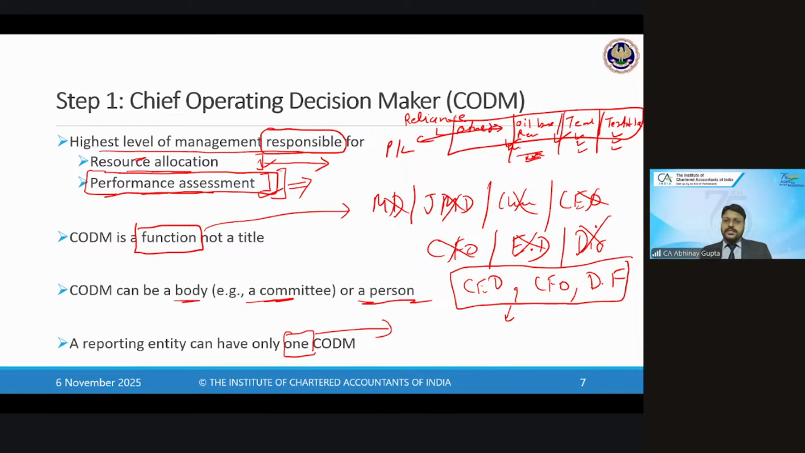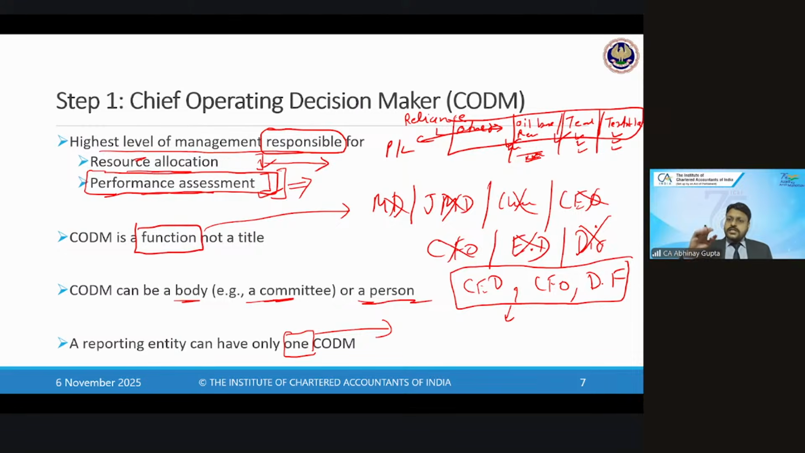So the first step is to identify the CODM. Once we are done with the identification of the CODM, the chief operating decision maker, we will see which segments the CODM is looking at. Then those segments are the operating segments of the company, right? Among those operating segments, we will check the 10% criteria, which we will discuss today itself towards the end of the session.